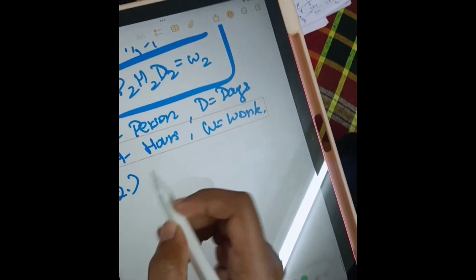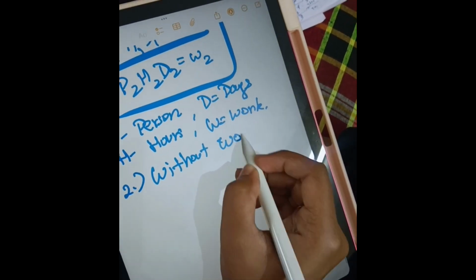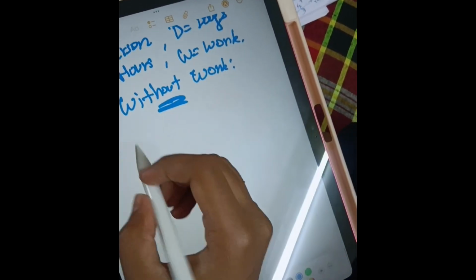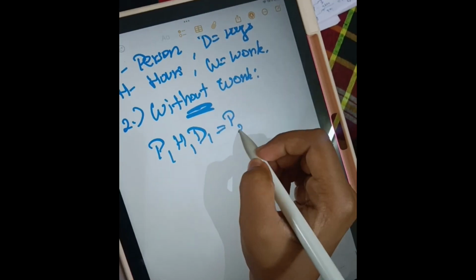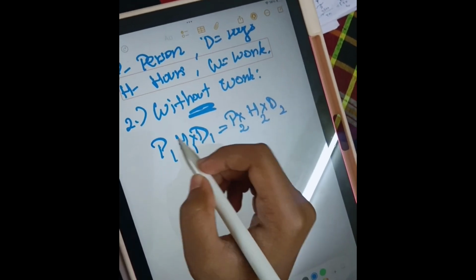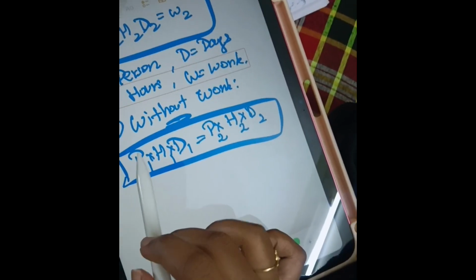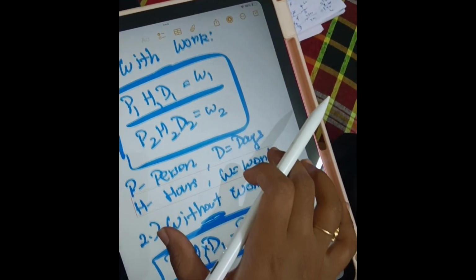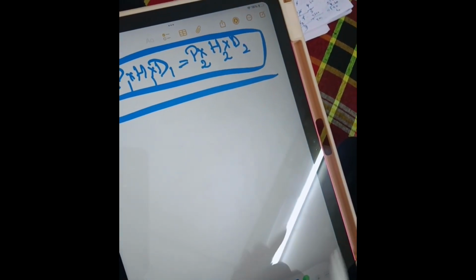This is the first one, and the second one is when the work is not given, that is, without work. So how will you write it? Now let's see. P1 H1 D1 should be equal to P2 H2 D2. This is how you will be using the two formulas. Again, here also P is the person, H is the hours and D is the days. These are the two types of formulas. I hope you understood. Now let's begin with an example, a practice problem.